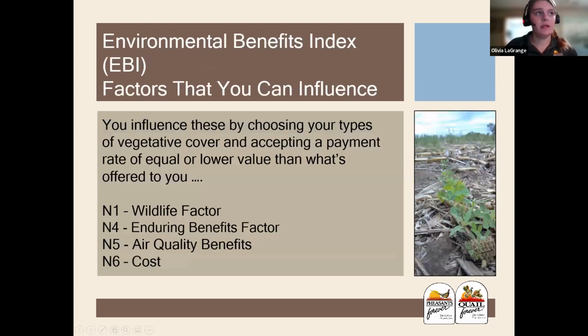So to break down the environmental benefits index, it's called EBI. And these are factors that you can influence as a producer. So you can choose what type of vegetative cover and accept a payment rate of equal or lower value than what's offered to you. So that's based on these four factors: N1, the wildlife factor, N4, enduring benefits factor, N5, air quality benefits, and then N6 is your cost.